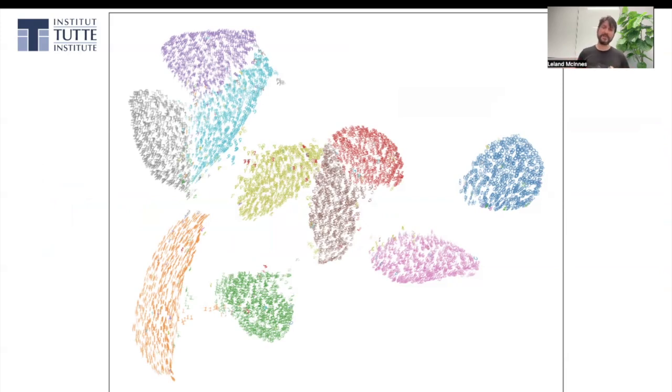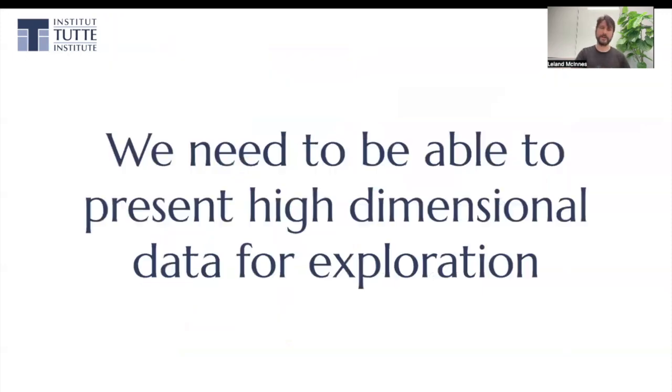You can see that it groups the digits by their class, but also within the classes, you can see the changes and variation within how the digit is drawn, style changes, and so on. So it's capturing a lot of information from this very complex high-dimensional data set very efficiently in 2 dimensions that you can present to a user in a visualizable way. So if we're going to be able to present high-dimensional data for exploration, we really want a visual representation that a user can just grasp.